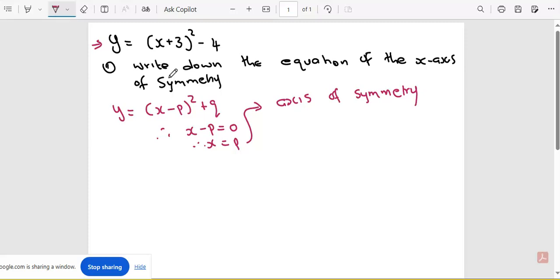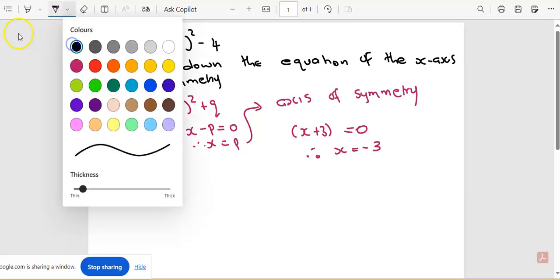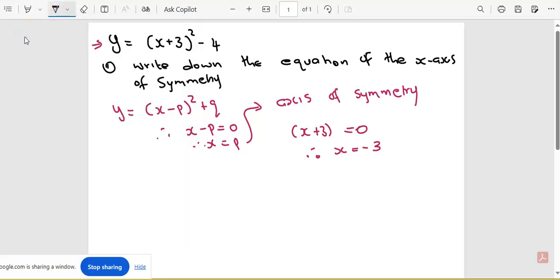Well done. So we're going to take whatever is inside the bracket. So I'm going to take the x plus 3, equate it to 0, then solve for x. Therefore, x is equal to -3. That is the axis of symmetry. Okay, I'm listening. So I don't include that square. No, we don't include the square. We only work with what we have inside the brackets.